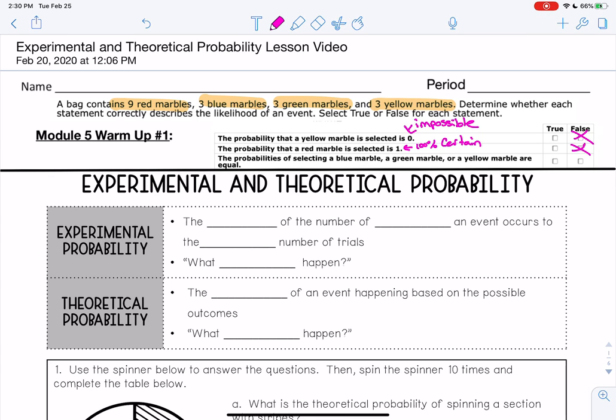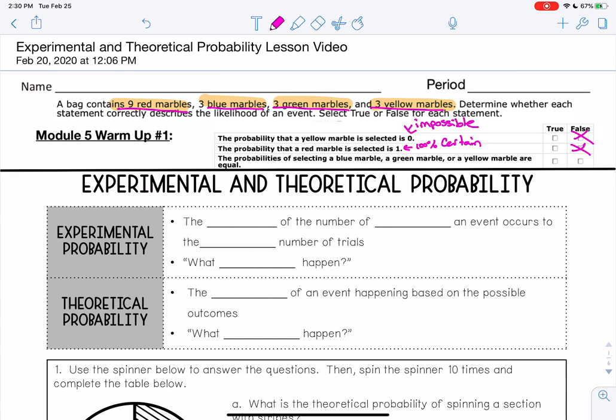Why? Because yes, we have the 9 red marbles, but we have blue marbles and green marbles and yellow marbles, not just the red ones. So while there's a good chance you'll get red because most of the marbles are red, you could still maybe get a blue, green, or yellow. So that would be false.